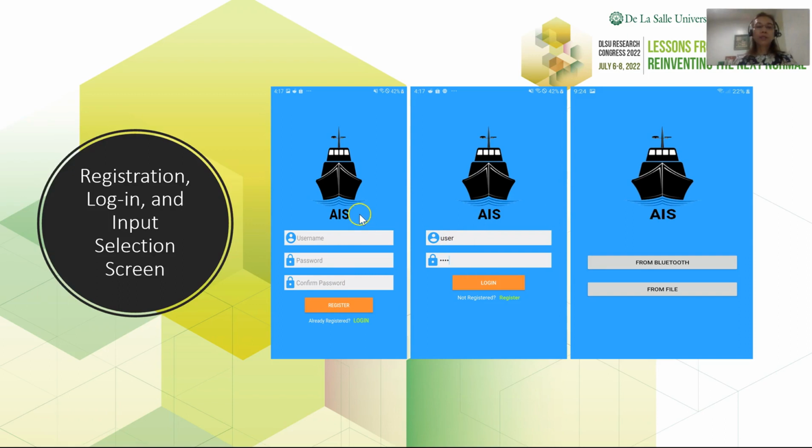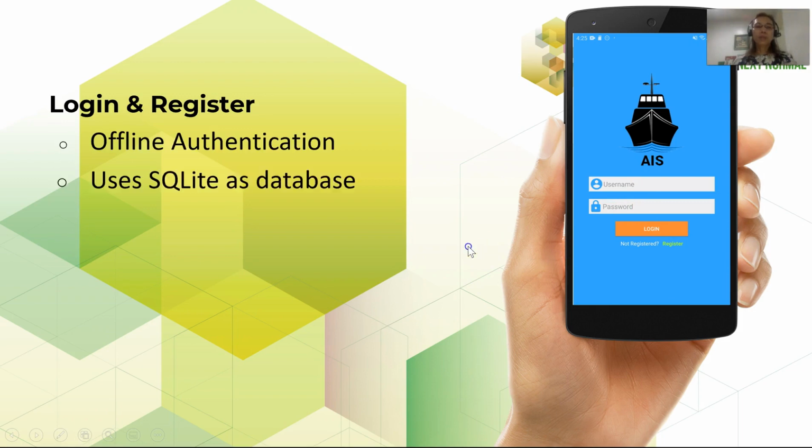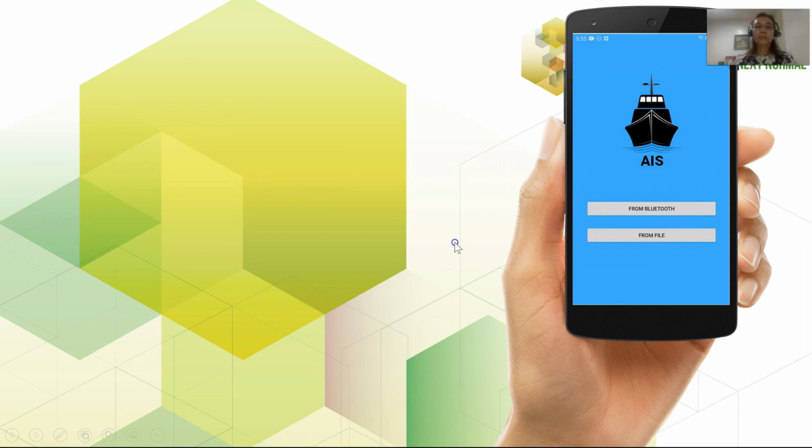Now this is for the register, this is for the login, and this one is for the input selection. As you can see, for the login there is some kind of authentication using a password, and it uses SQLite for the database. For the input selection, we can choose either this one or this one.